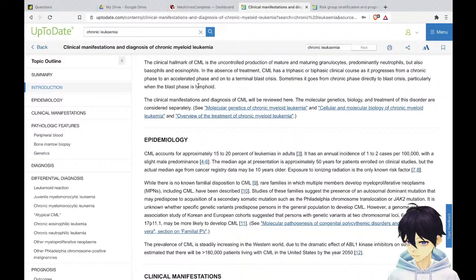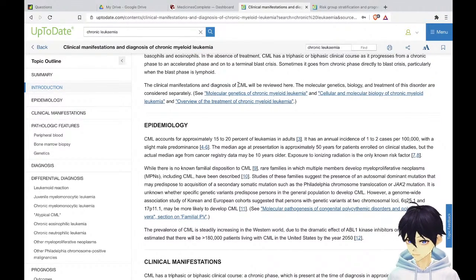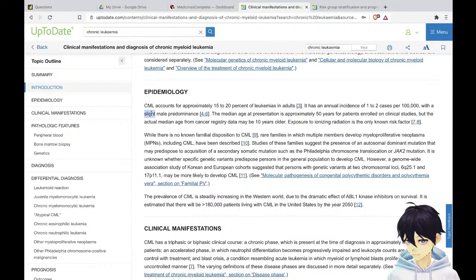What do you mean the blast phase is lymphoid when you're talking about chronic myeloid leukemia? The clinical manifestations and diagnosis of CML will be reviewed here. Okay, this is what I want to know.